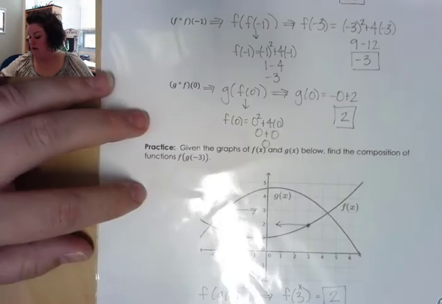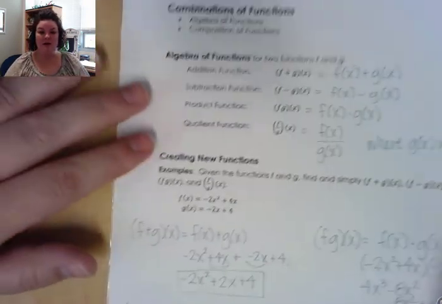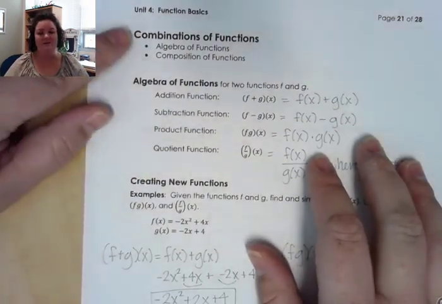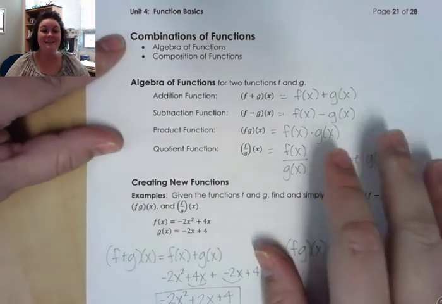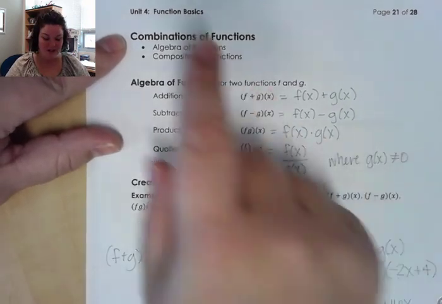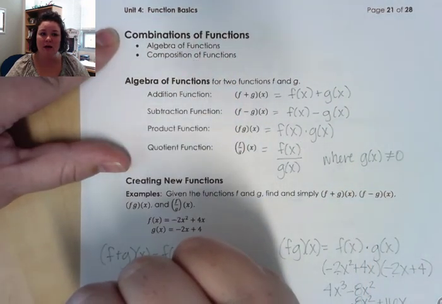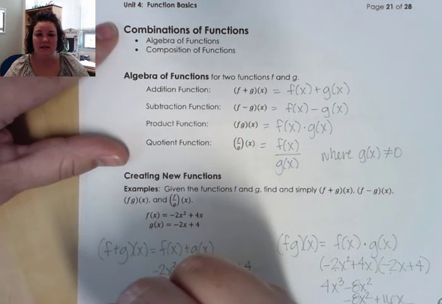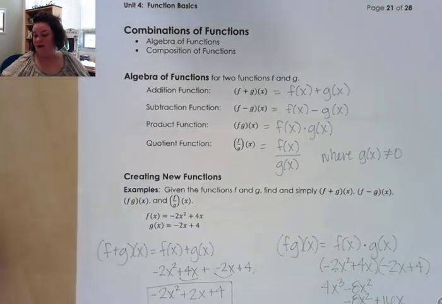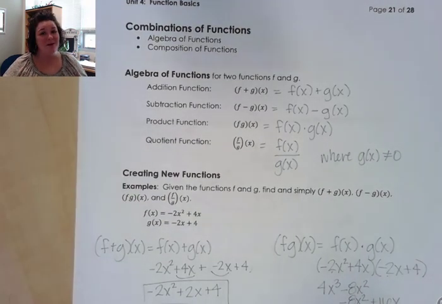Okay. All right. So that is the end of this section, which is all about combinations of functions. So you should be able to complete that assignment in Alta Newton now. If you have any questions, please let me know. Happy to help.